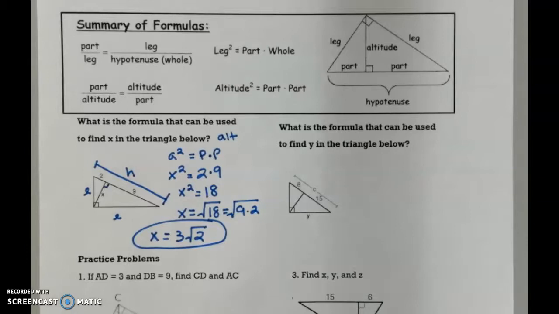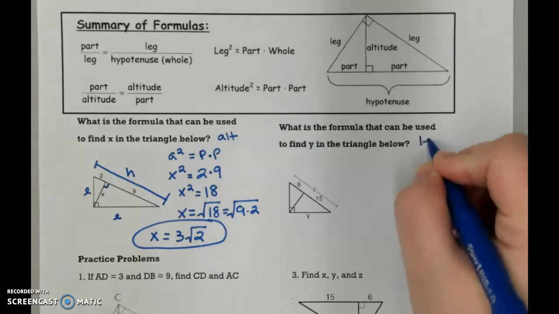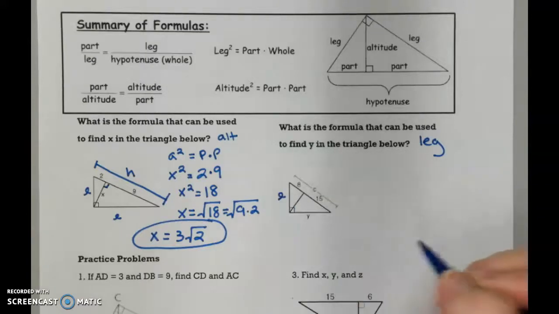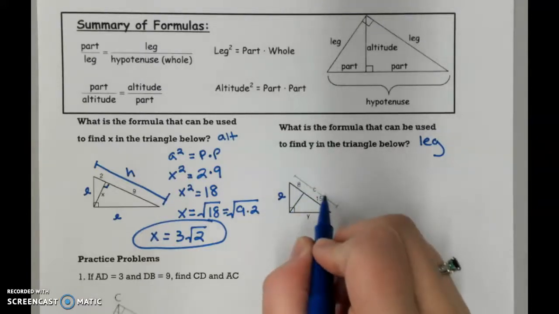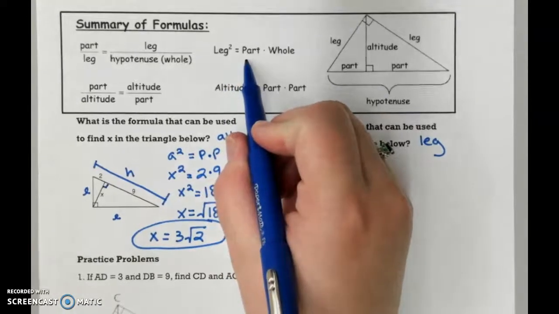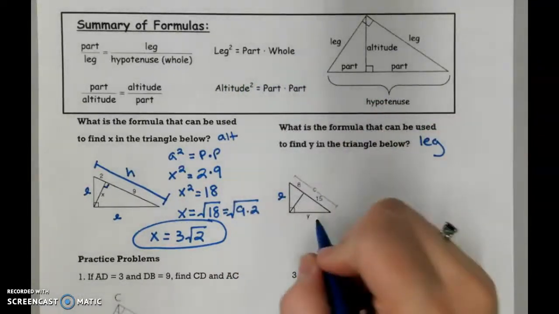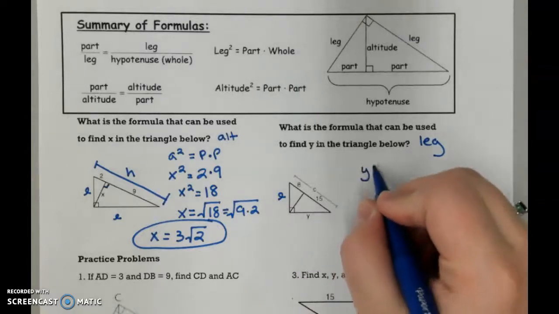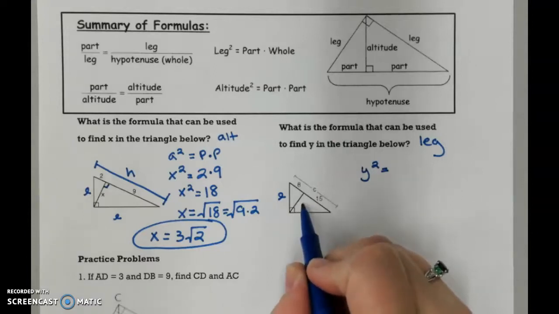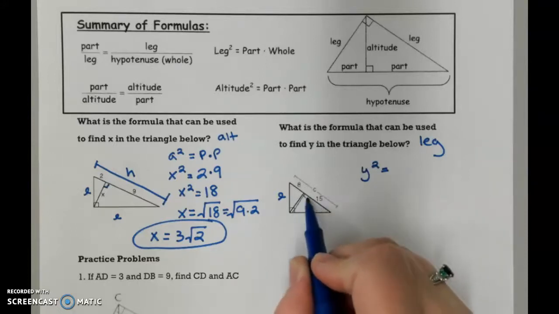Okay. Now on the second example, we want to find y, and y is a leg. Remember, this part here is my altitude. This is my leg. This is the other leg. I have part, and then this length C here is my hypotenuse. So I want to use my formula that involves leg, and that would be leg squared is equal to part times whole. So my leg length is y, so y squared is equal to, now remember which part we use matters here. Because I'm using the leg from this side of the triangle, I need to use the part from that side of the triangle as well.